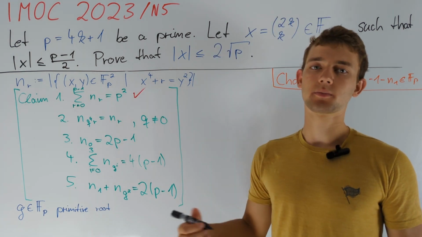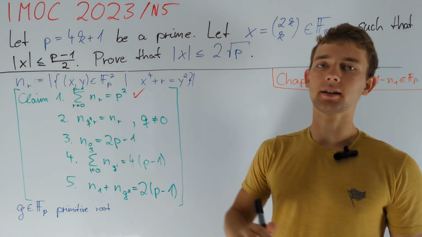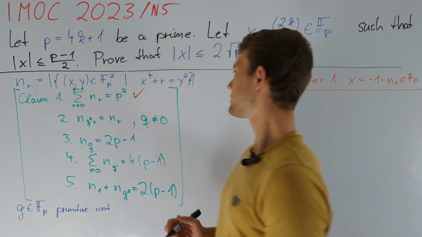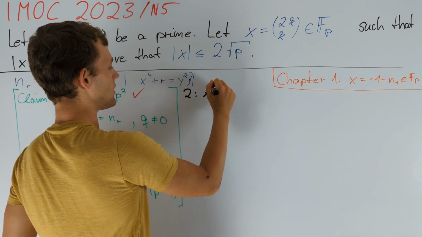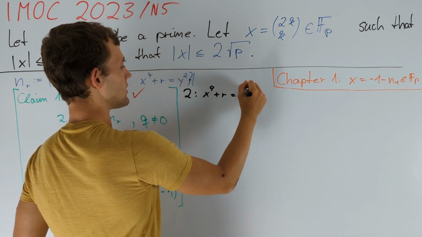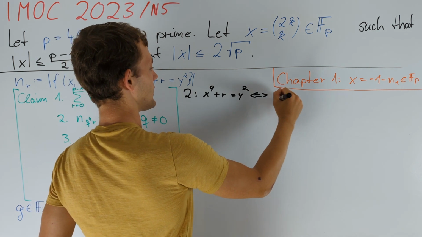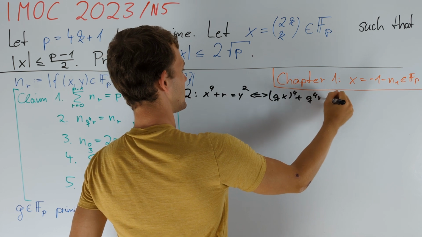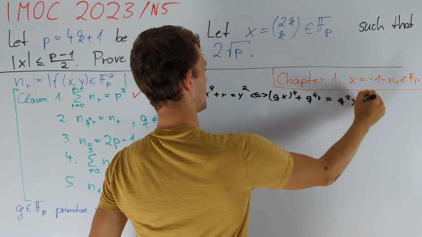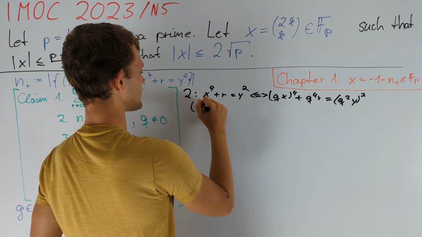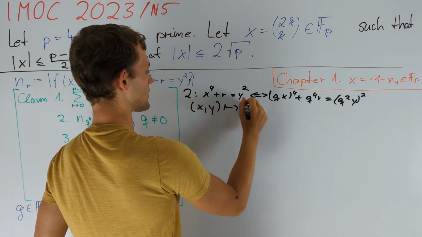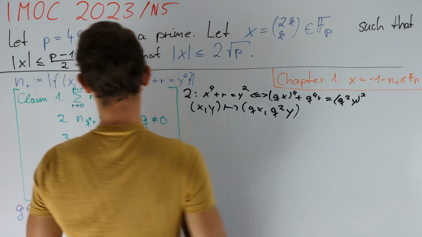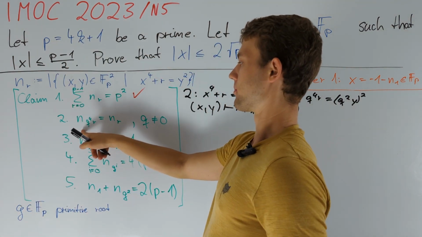For our second part, we want to prove that the value of nr doesn't change when multiplying r by a non-zero fourth power. To prove this, we notice that x to the power of 4 plus r equals y squared if and only if (qx) to the power of 4 plus q to the power of 4 r equals (q squared y) squared, which gives us the bijection x, y maps to qx, q squared y between the sets counted by nr and n of q to the power of 4 r.